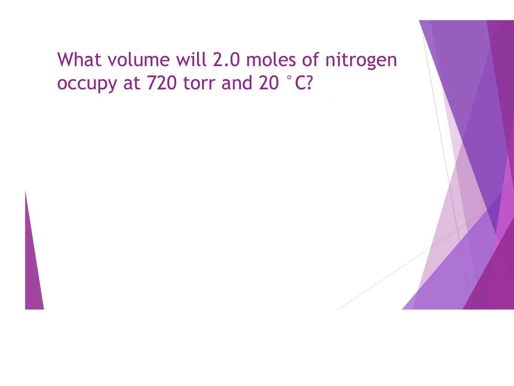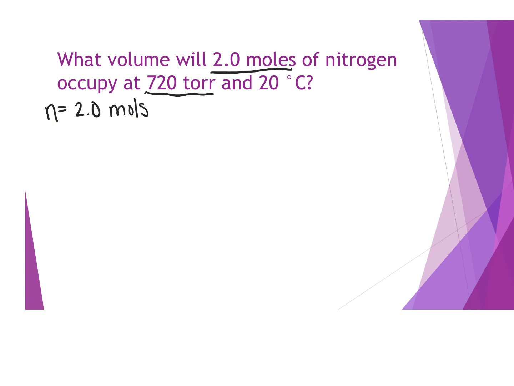Okay, this time we're going to figure out what volume 2.0 moles of nitrogen will occupy at 720 torr and 20 degrees Celsius. So what's your first step? Okay, hold on. Focus up here. First step, we're just listing what's given. What's the first number given? And what letter represents moles? Okay, so N is 2.0. What's the next number given to you?